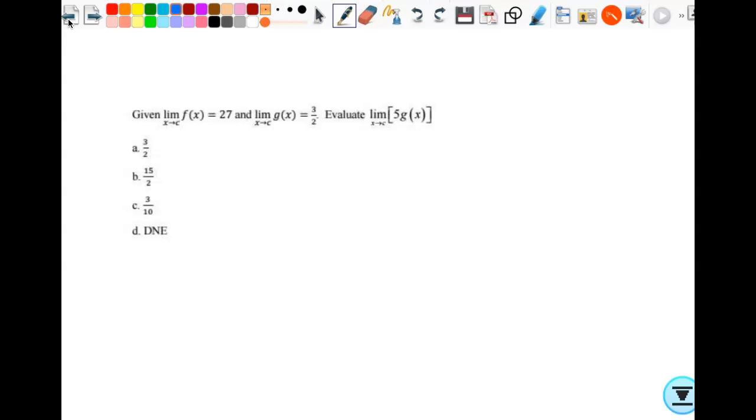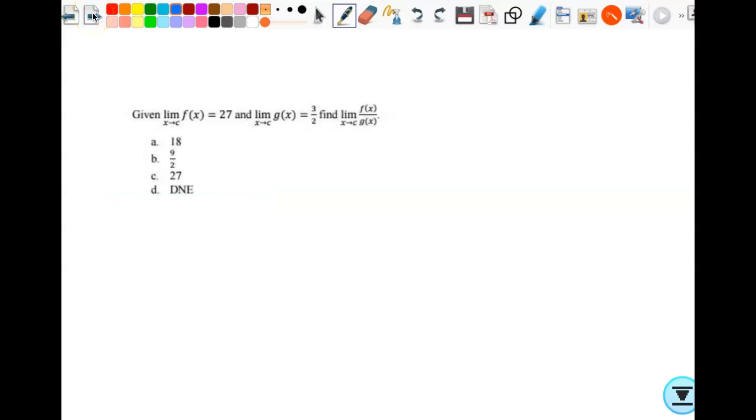So the limit of f of x as x approaches c is 27. g of x is 3/2. I want to evaluate the limit of 5 times g of x. Hey, we're up here. So what would I do? 5 times 3 over 2. And what's that going to give me? 15 over 2. Exactly. Okay?